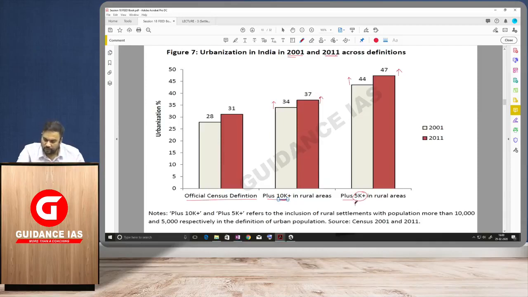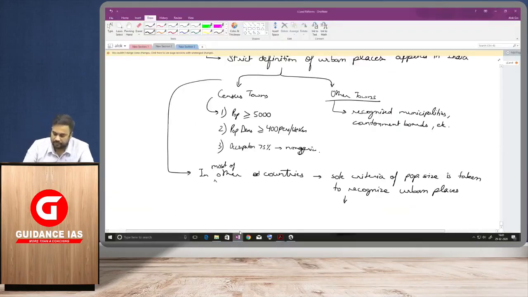If we take what the majority of countries are taking, 5,000 plus population, then you can see that our urbanization would have been 44% in 2001 and 47% in 2011. Okay? So why is our urbanization level low? It is mainly a factor of definition. ठीक है, इतनी बात समझ में आई? It is essentially a factor of definition. So ये एक हो गया पैटर्न.